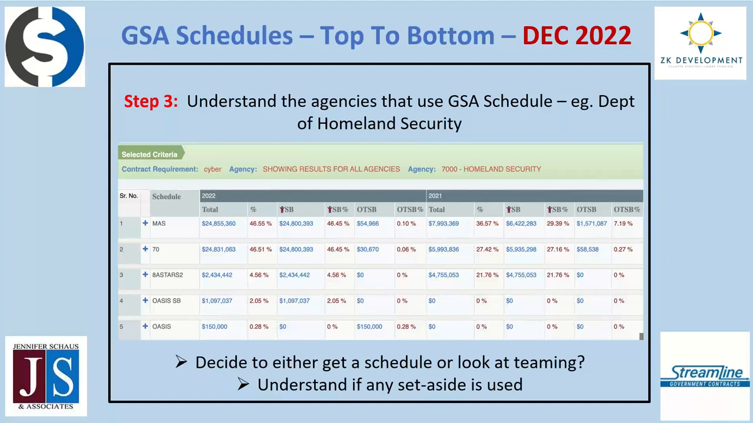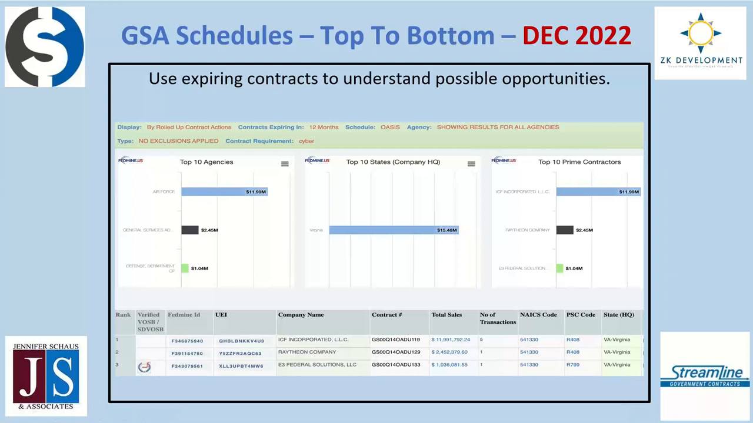From here, my next step, and the next slide, thank you, would be understanding what contracts could really be coming up in the next 12, 24 months. These contracts, especially if it's a service or a solution, you want to remain ahead of the curve. So not only do we now know that there are contracts being awarded in the agency on GSA schedules, but my next step is going to be, when are those contracts expiring, and does it make even more sense for me to get on that schedule?